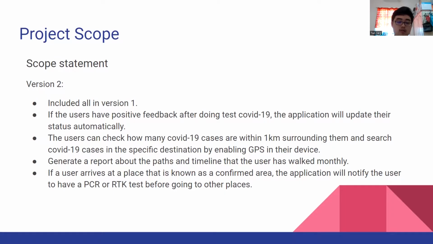Besides that, if the user has a positive result after taking a COVID-19 test, the application will update their status automatically. Users can check how many COVID-19 cases are within 1 km surrounding them and search COVID-19 cases in a specific destination by enabling GPS on their device. The application will generate a monthly report about the path and timeline that the user has walked. If a user arrives at a place that is known as a confirmed area, the application will notify the user to have a PCR or RTK test before going to another place.